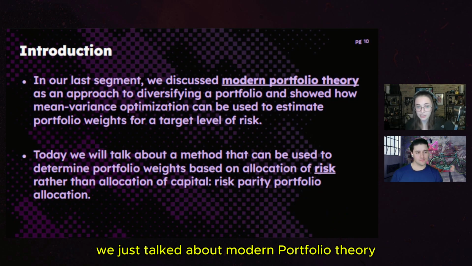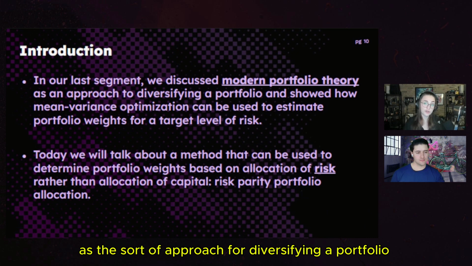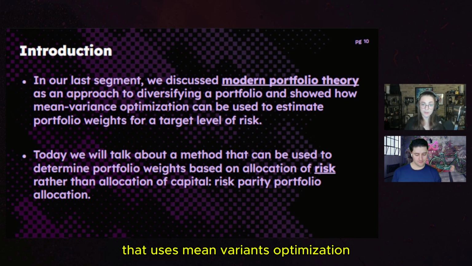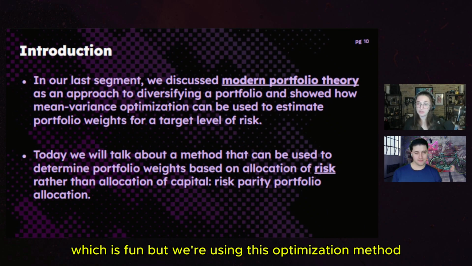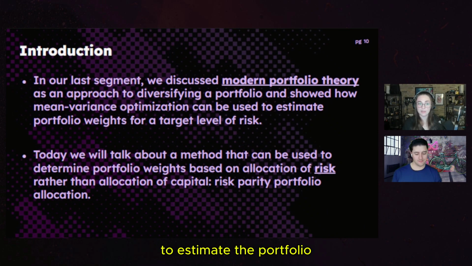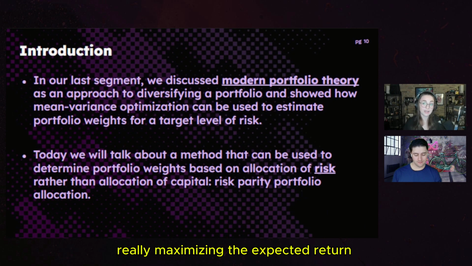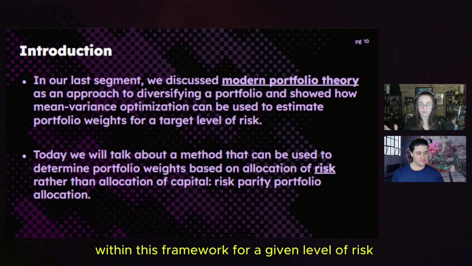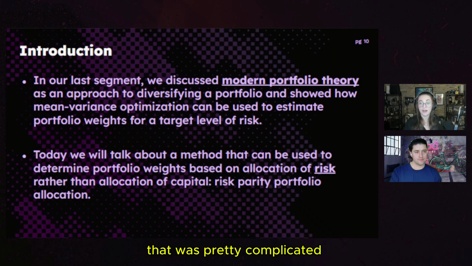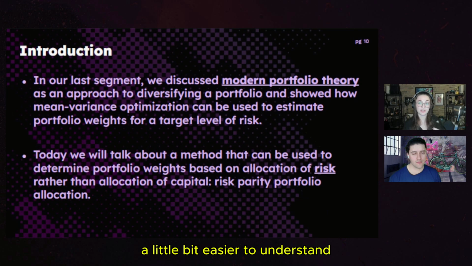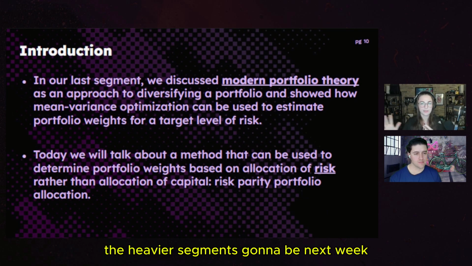modern portfolio theory as the approach for diversifying a portfolio that uses mean variance optimization. We went into that in a lot of hairy detail, which was fun. We're using this optimization method to estimate the portfolio weights for a target level of risk, really maximizing the expected return within this framework for a given level of risk. That was pretty complicated. This is, I think, a little bit easier to understand. And again, the heavier segment is going to be next week.